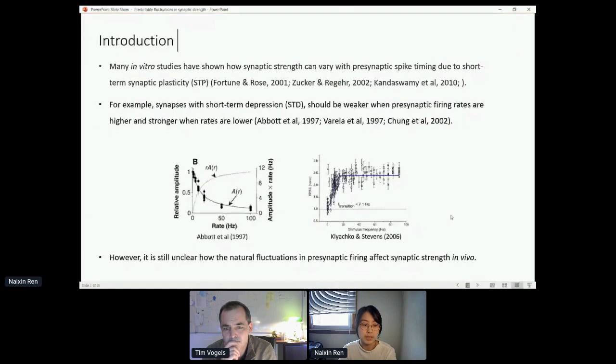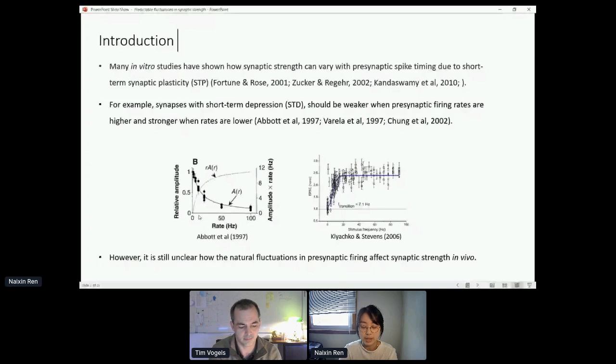Based on many previous in vitro studies, we have learned how synaptic strength can vary with presynaptic spike timing due to short-term synaptic plasticity. For example, synapses with short-term depression should be weaker when the presynaptic firing rates are higher, and stronger when the rates are lower. For example, this is a picture adapted from Abbott et al. in 1997. In their study, they gave the presynaptic neuron stimulation at different frequencies, and they found the response in the postsynaptic neuron decreases as the frequency increases.